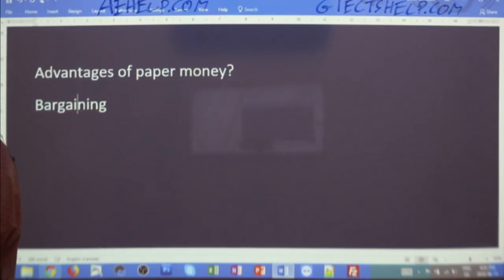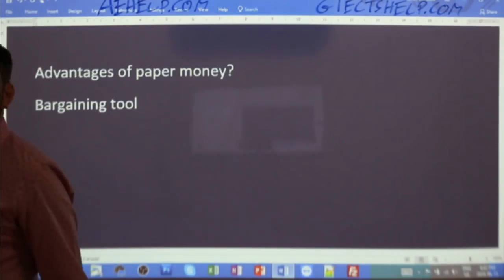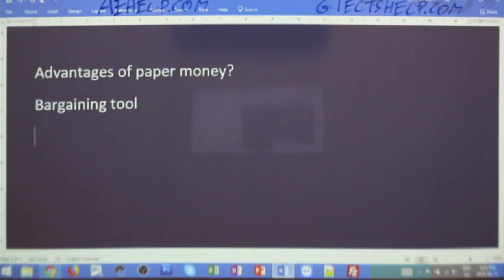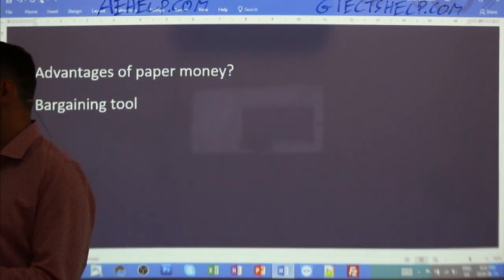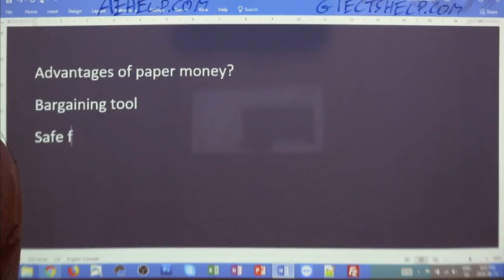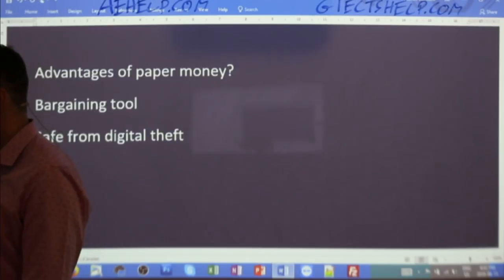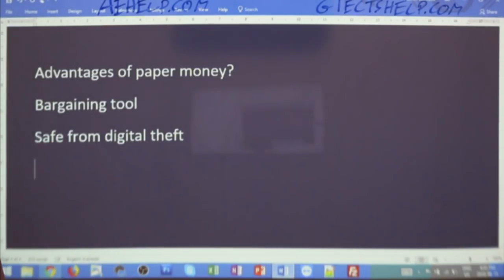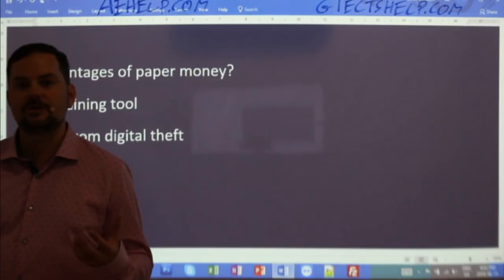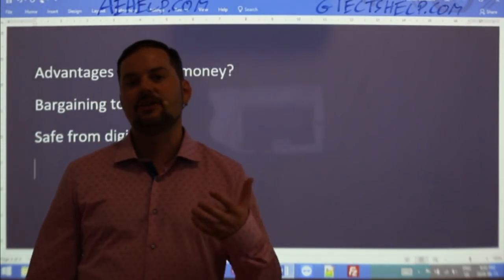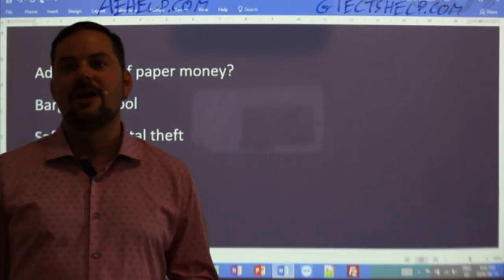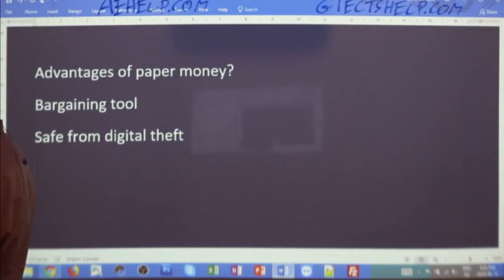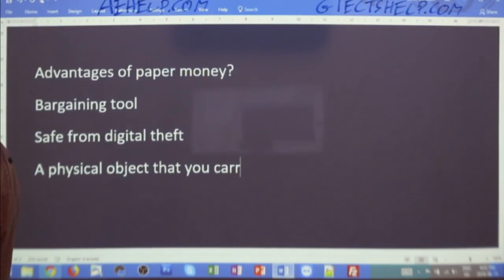I agree. It's easier to bargain with paper money than digital cash. Okay. What else? Okay, so it's safe from hackers, sure. All right, that's true. It's easy to use. It's definitely with you, right? So it's not going to suddenly say you can't use it at this machine because your chip doesn't work. It doesn't depend on electricity. It's a physical object that you carry, which has advantages, right?